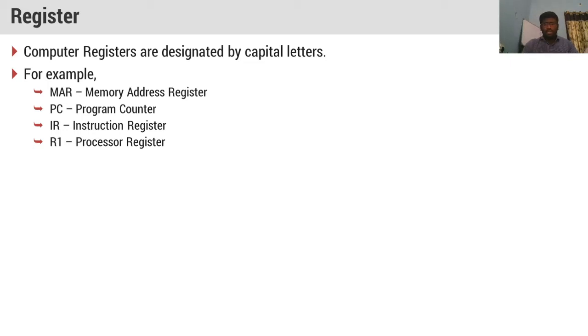So for example, you see MAR, that is memory address register, program counter, instruction register, and this R1 is a processor register. See, among these examples, which of them are the special purpose registers? MAR, PC and IR. All three are special purpose registers, whereas R1 is a processor register.